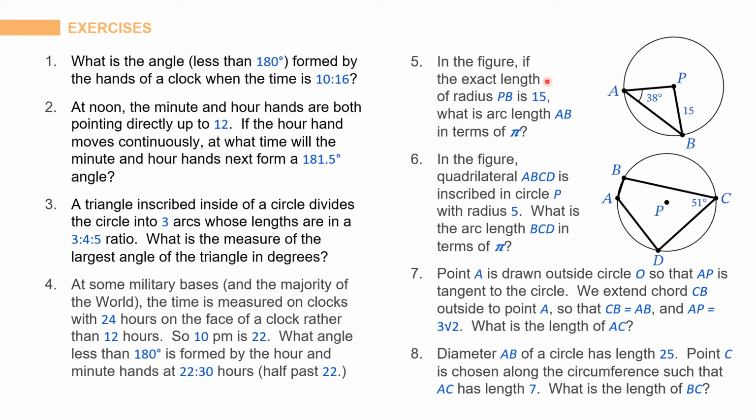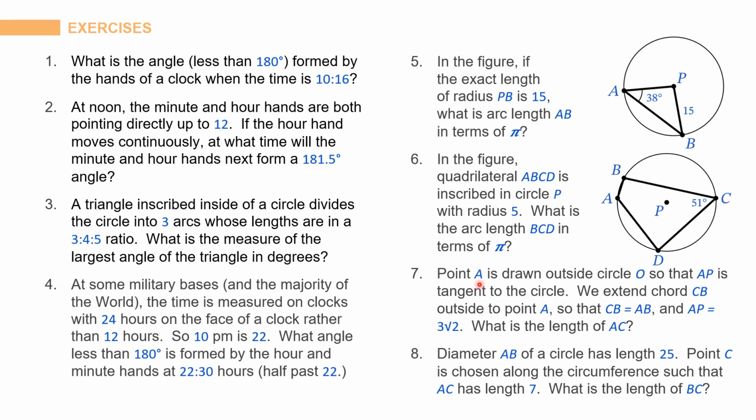5. In the figure here, if the length of the radius BP is 15, what is the arc length AB in terms of pi if angle A is 38 degrees? 6. In this figure, quadrilateral ABCD is inscribed in circle P with radius 5. What is the arc length BCD in terms of pi? So when we give a point in an arc length, that defines which direction we're going around the circle. So we want the arc length that goes from B through C all the way to D in terms of pi.